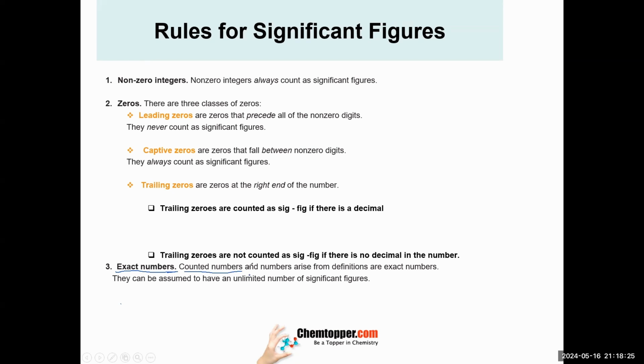It's not like that. So all the counted numbers, they are called exact numbers. And we assume that there is no error. So they have unlimited number of significant figures, counted numbers. Another example of exact numbers are defined numbers, the numbers which are the part of the definition. Like for example, we all know that degree Celsius, you're going to learn this in units.